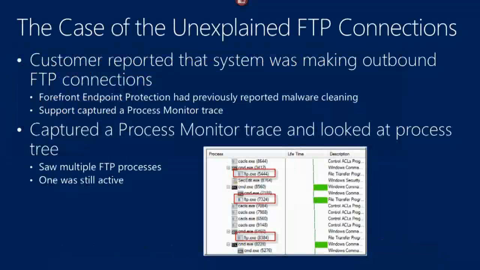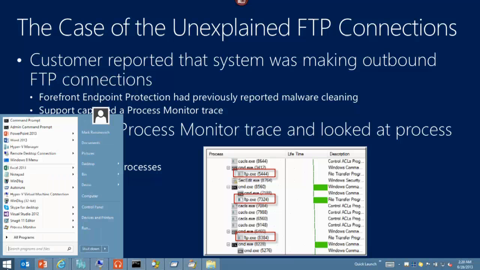This next case is one that Microsoft Consulting Services ran into when a customer reported that one of their systems was talking out, and it was a system that shouldn't have been talking out to the internet. It was an Exchange server. Now, why was the Exchange server talking out to the internet? Forefront Endpoint Protection had previously detected some malware, but then said it had cleaned it off. The thing was still generating traffic out to the internet. So the Microsoft support person had them capture a Process Monitor trace. And let's go take a look at that quickly.